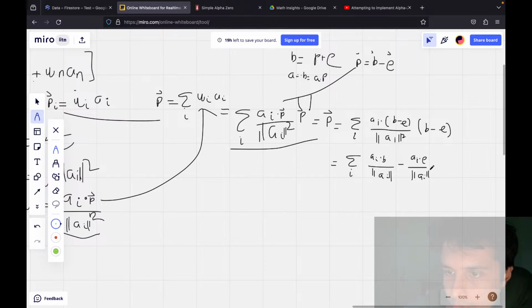And this whole thing is a scalar, and we're scaling B minus E. Is P, right? But Ai dot E is 0, so this whole thing goes away.